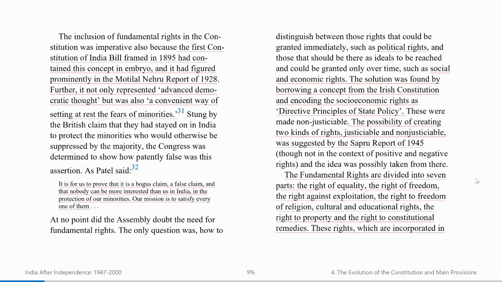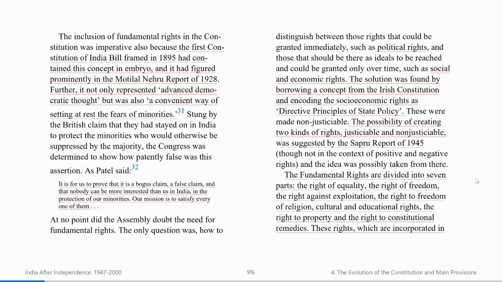Further, obviously, it was a very convenient way of setting at rest the fears of minorities. Now we can always tell them that we have given you cultural rights, we have given you religious rights, there is equality of employment in India, equality before law, and we have mentioned that it will not actually impact you.